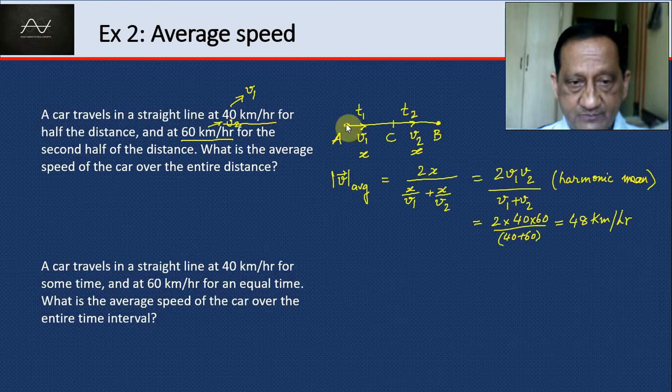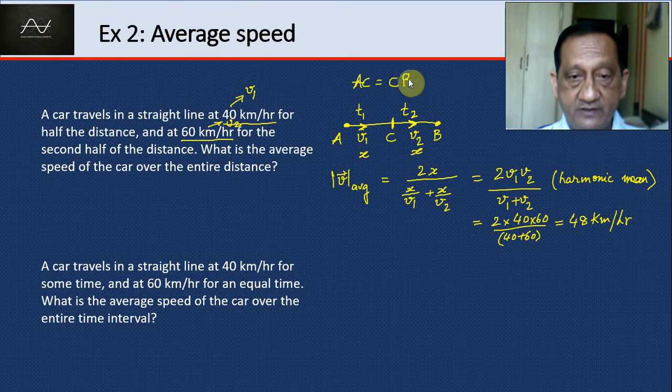And the picture I'm drawing is it starts from A and lands up at B, and C is a midpoint. So AC is the first half, CB is the second half. In the first half, it went at a constant speed of V1. I'm calling 40 kilometers per hour V1. In the second half, CB, it goes at a speed of V2. The distance is the same. AC is equal to CB. C is a midpoint. But therefore, the time taken will be different.